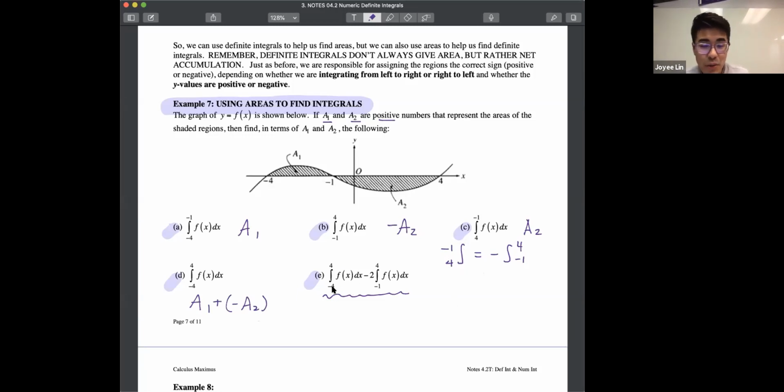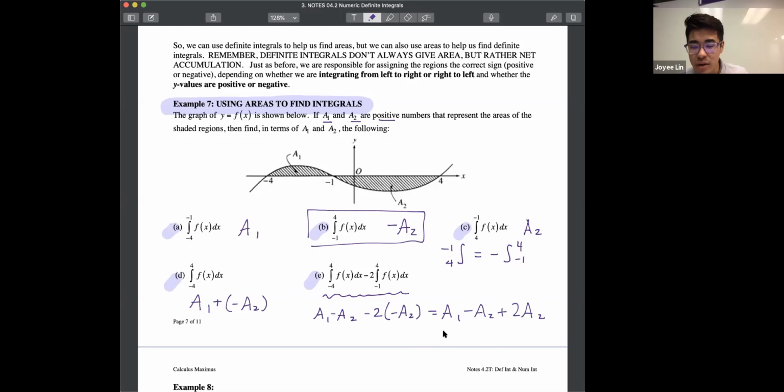Part E, we want the total area, which we can steal from part D, right? So that's just gonna be A1 minus A2, and then minus 2, and then we can steal that from part B, right? We know this area from part B is -A2 minus 2, -A2. And then you get A1 minus A2 plus 2A2. Don't forget to distribute the negative. I think that's why that question's there. So the final area of that one would be A1 plus A2.